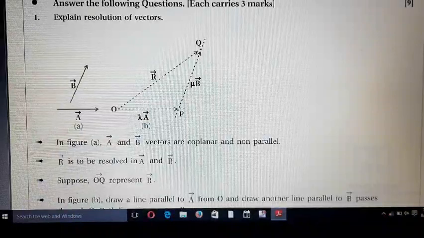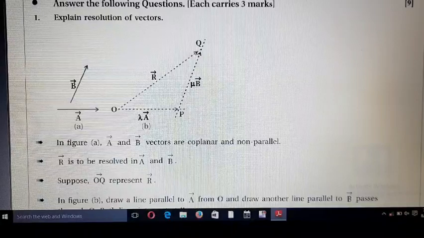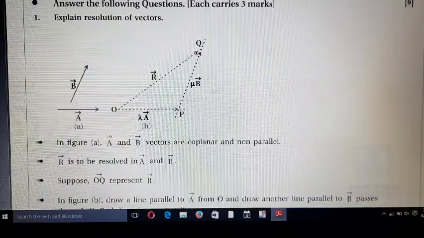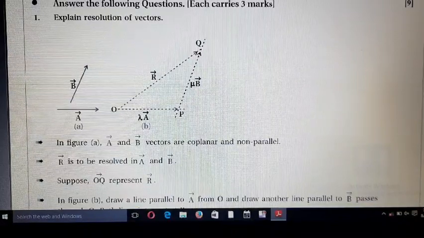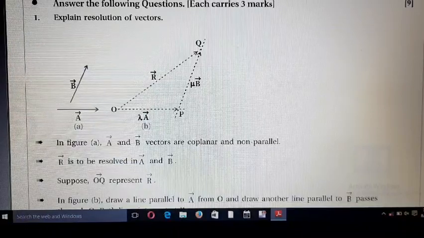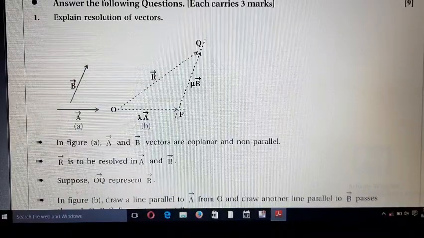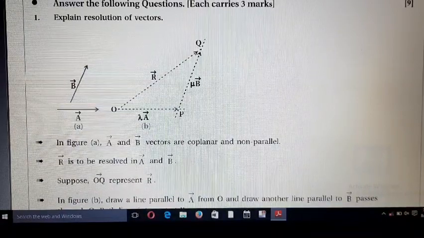Hello friends. Today we are discussing resolution of vector, two dimension, three dimension and unit vector. So our first question is: explain resolution of vector.